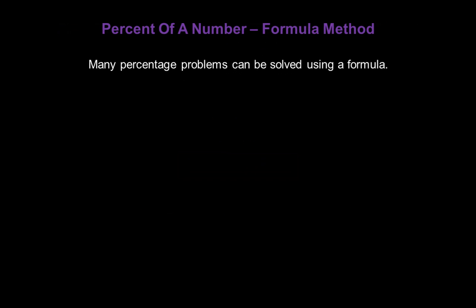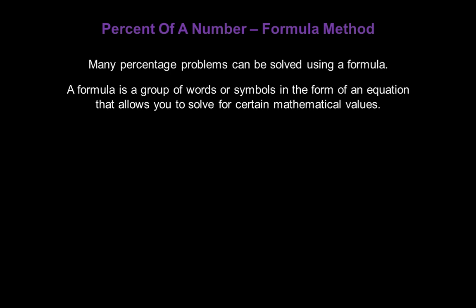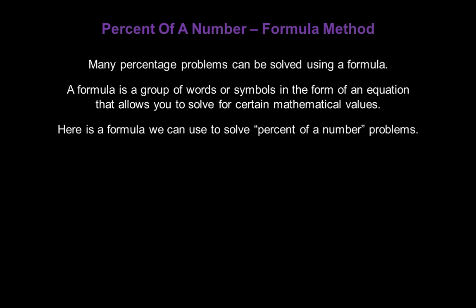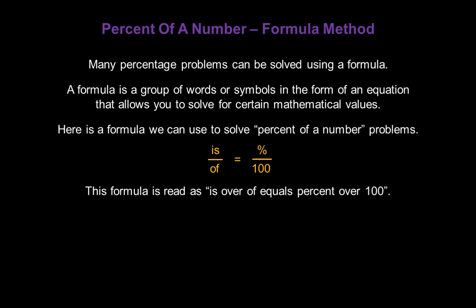Now let's look at method number 2, the formula method. Many percentage problems can be solved using a formula. A formula is just a group of words or symbols in the form of an equation that allows you to solve for certain mathematical values. Here's a formula we can use to solve percent of a number problems. This formula is read as is over of equals percent over 100.